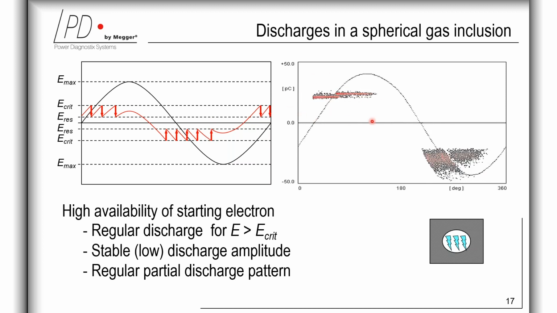Here on the right-hand side, you can see the regular phase-resolved partial discharge pattern. Additionally, it's very uncommon to have such high availability of starting electrons, as well as such stable magnitudes. In fact, only applying strong irradiation by X-ray or, for instance, UV light having sufficient energy is able to achieve such regular discharges for fresh cavities in polymeric materials.